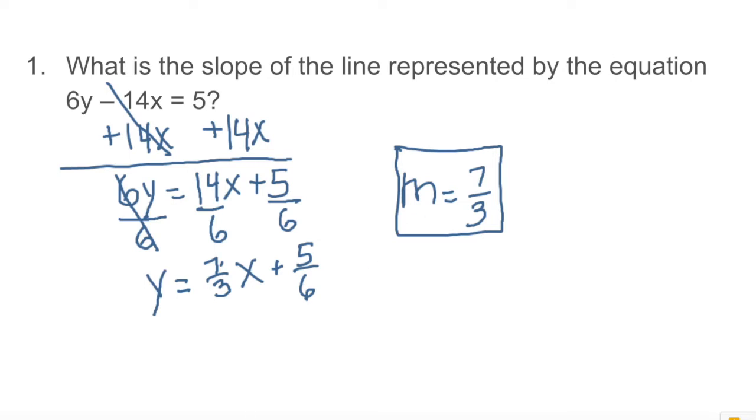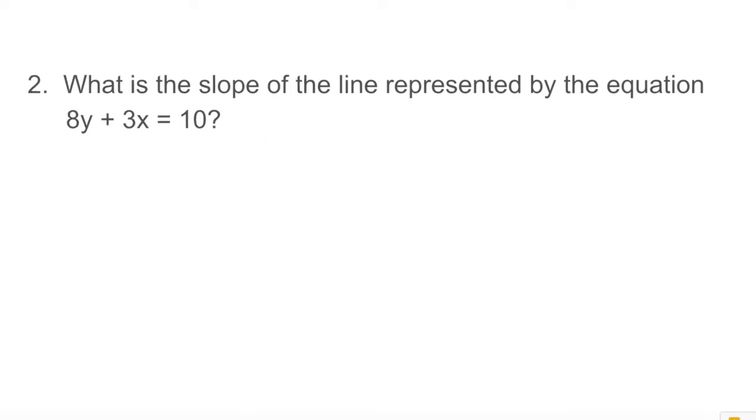Let's try another one. So what is the slope of the line represented by the equation 8y plus 3x equals 10? Let's see. This is just like the last one. So we want to isolate the y on the left, right? We want to put it in slope-intercept form. So we have a plus 3x. We're going to do the opposite of adding 3x. We'll subtract 3x. So minus 3x on both sides of the equation.